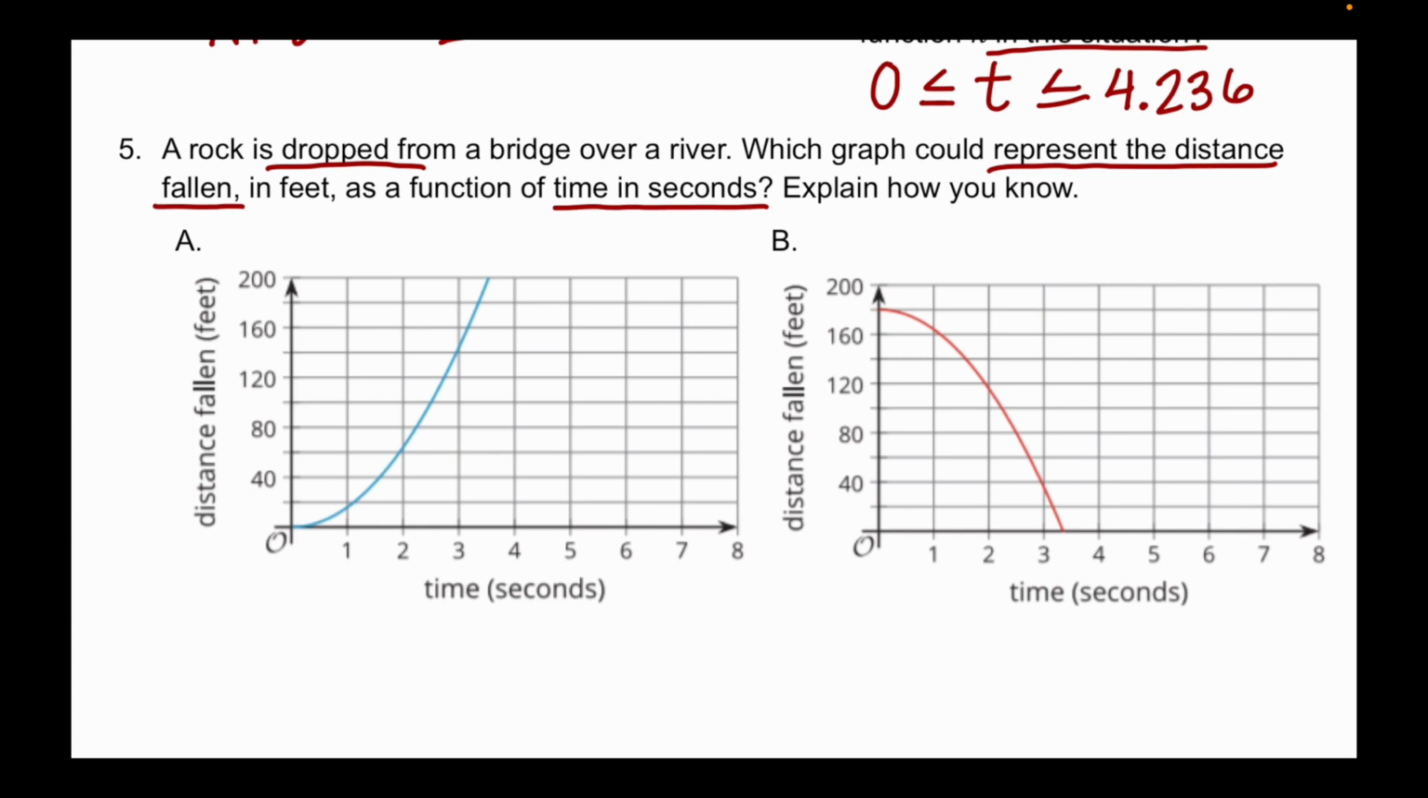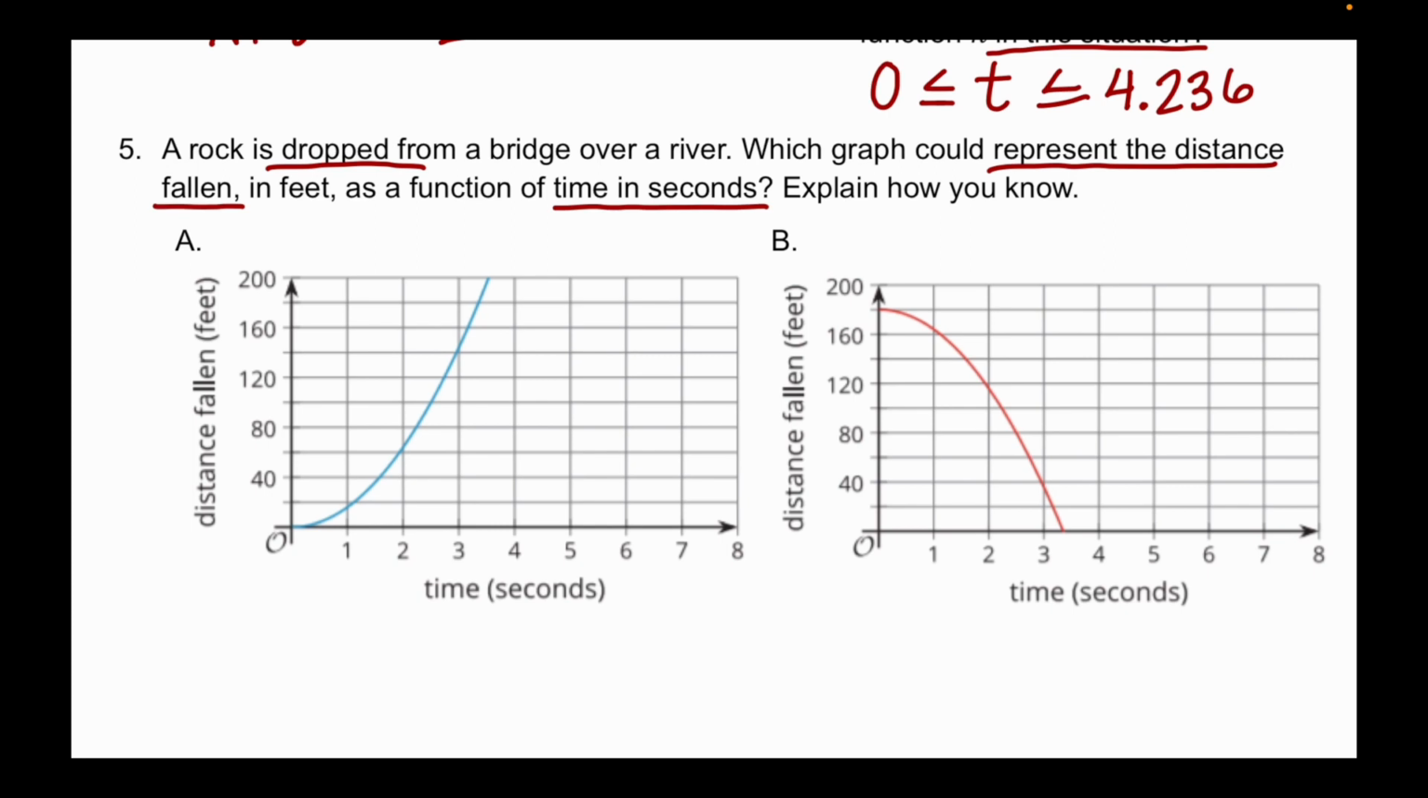So we're looking at, is this amount going to start low and increase? Is it going to start at 0 and then go up? Or is it going to start here and then go down? And since this is the distance that it has fallen and not the height of the rock, we should be starting at 0, 0. Because the instant you let go of that rock from your hand, it hasn't moved. And as soon as time passes, then it starts moving, and the distance it's fallen will increase as time goes on. If it was height above the water, then we would do this one.